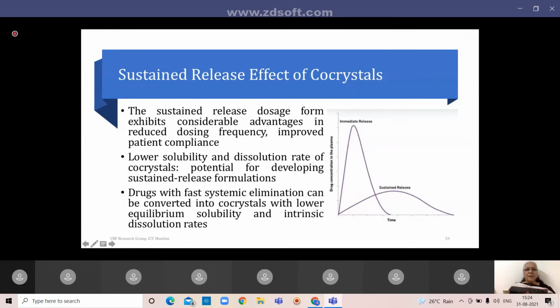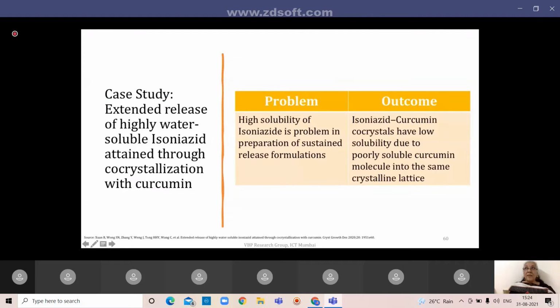So another example is of sustained release where drug co-crystals have formed. That is the area which is picking up now. And you'll see later on one case example even from our lab. What have they done?